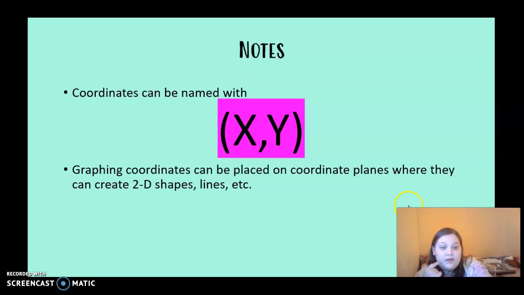They can create any 2D shapes. You all may have done the coloring sheets, where you connect the dots and color them in. That's an example of this. They can create lines, they can create shapes, anything that you can find on a graph.